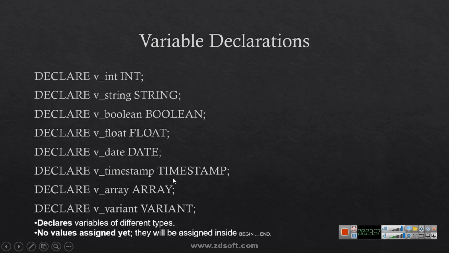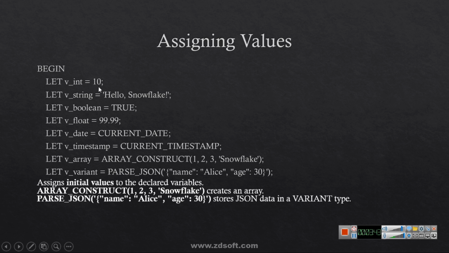The values will be assigned in the BEGIN and END block. So here in this BEGIN and END block, for the integer variable we are assigning the value 10. For the string variable we are assigning the value hello snowflake. For the boolean variable we are assigning the value true. For the float variable we are assigning the value 99.99.